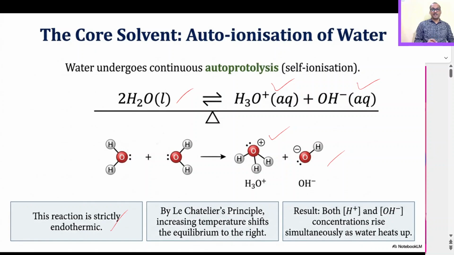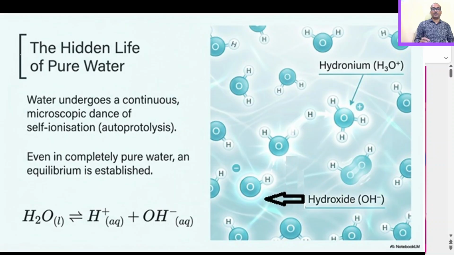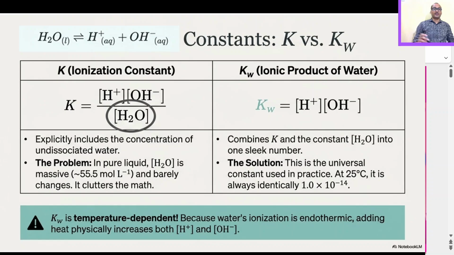So by Le Chatelier's principle, by increasing the temperature, it shifts the equilibrium towards the right. As a result, both the H+ and OH- ion concentrations will rise simultaneously when you heat up the water. So as you can see, in water we have a hydronium ion and OH- ion as a result of self-ionization. So when water ionizes, it gives H+ ion and OH- ion.